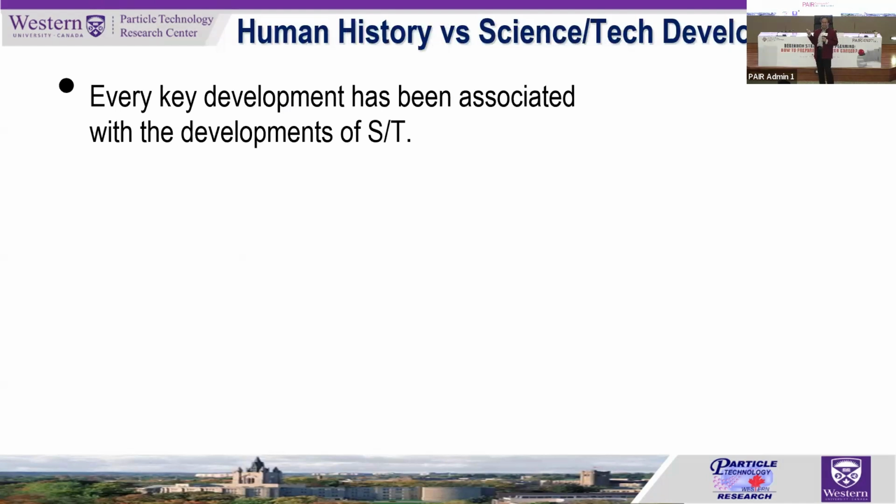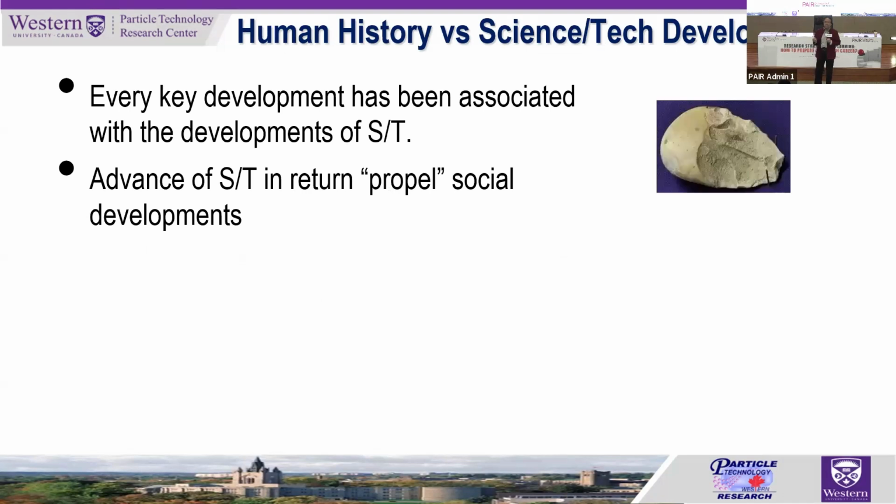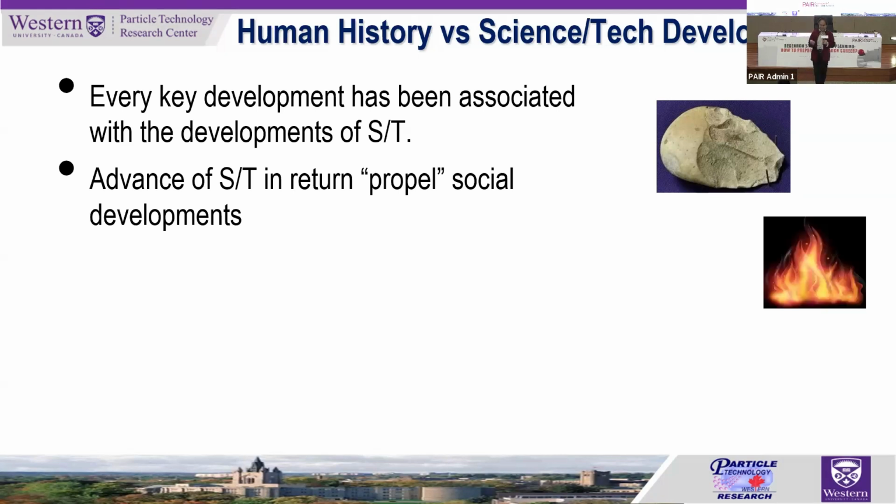The second message is that every key development of the society has been associated with the development of science and technology. So this stone is a Stone Age one. It dominated human society probably for 2 million years. It's a weapon, a tool, and many other things. But with that, we were able to kill bigger animals, and we could cut the skins and make anything happen.